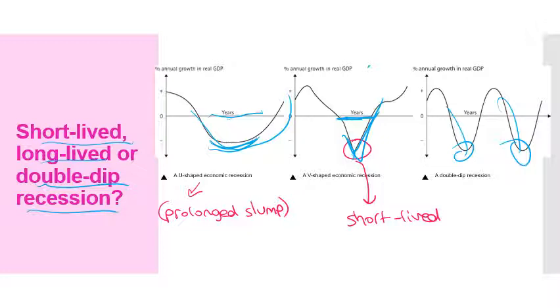So as a summary, a U-shaped recession is considered to be a prolonged slump. In contrast, a V-shaped recession refers to a short-lived contraction in the economy, followed by a rapid and sustained economic recovery. Look, it's recovering quickly from it. Okay?